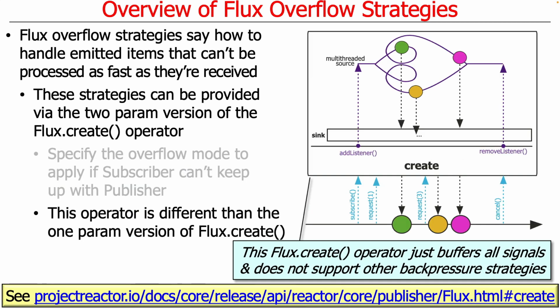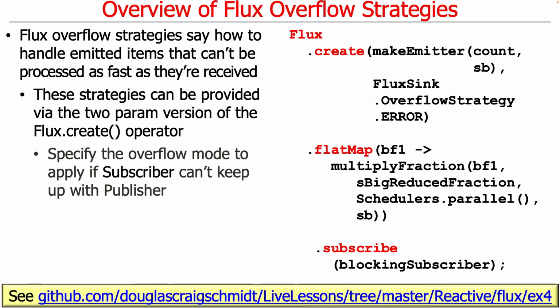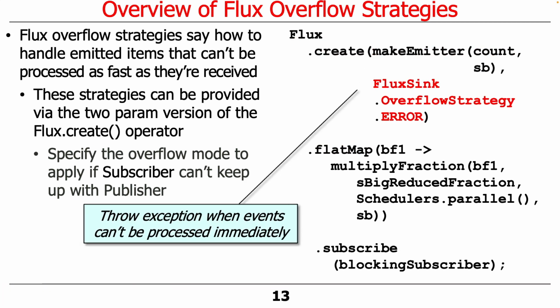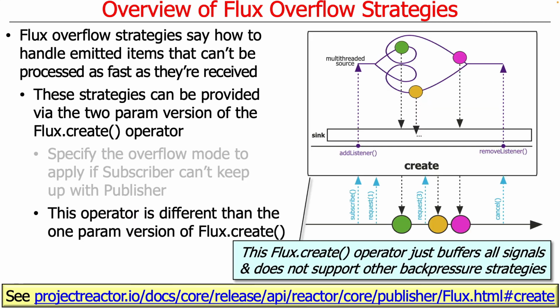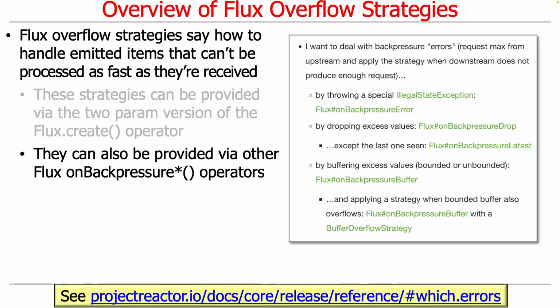This operator, the two-parameter version of create, is different from the one-parameter version. What happens with the one-parameter version of create is it just buffers everything and doesn't support any other back pressure strategy. So this one is capable of running out of memory. Be careful when you use this that you don't have publishers that generate data faster than subscribers can keep up.